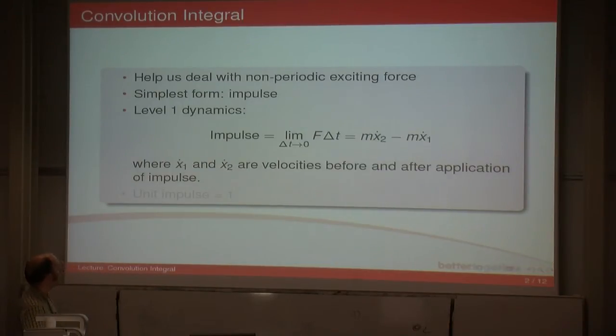Now, in level 1 dynamics, you covered what an impulse was. In fact, it may have been me that taught you. Impulse is a force times the time, which gives you a pulse. But as the delta t goes to 0, as it limits, you get what's known as an impulse. And an impulse is the change in momentum: m x2 dot minus m x1 dot, where x1 dot is the velocity before the impulse, and x2 dot is the velocity afterwards. We covered that in level 1 dynamics.